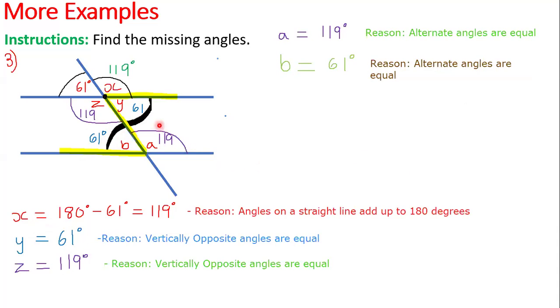Tavana, can you hear me? Where's Tavana? Tavana Campbell, yes, sir. Why is y and b equal to each other? Because they're alternate angles.